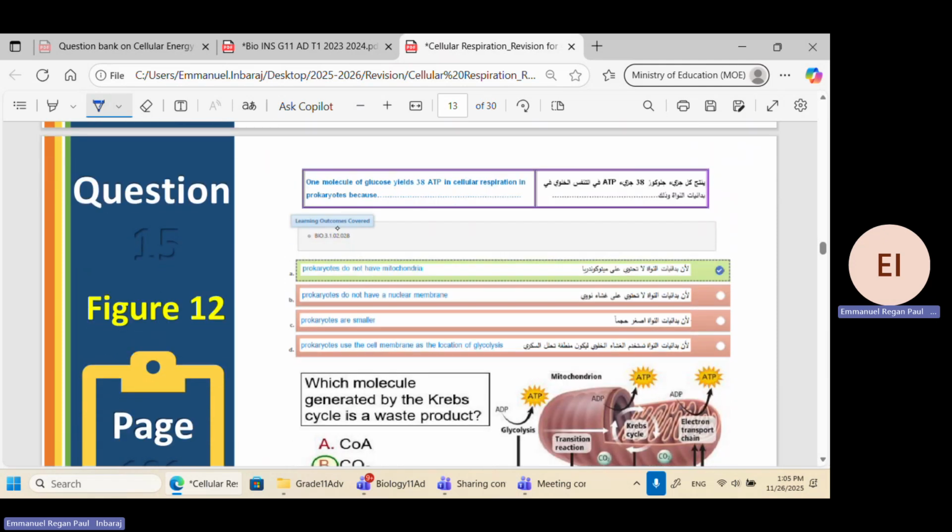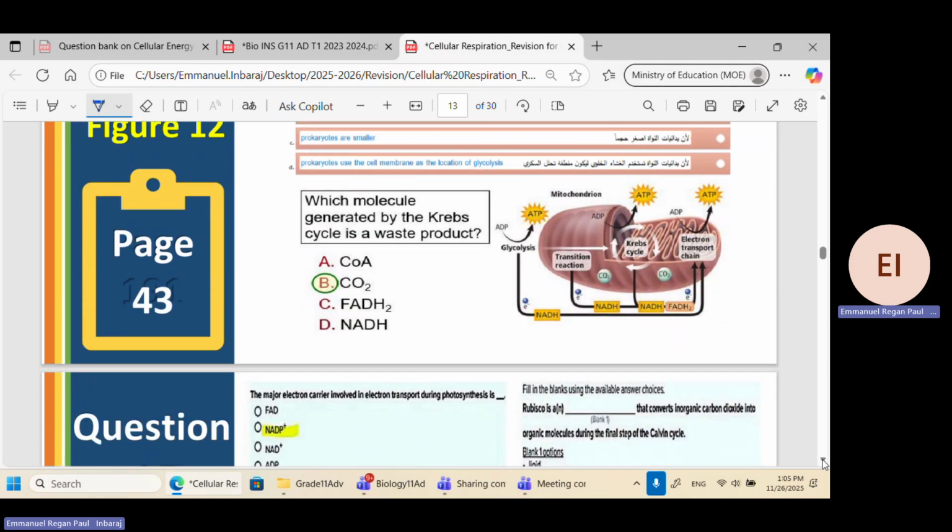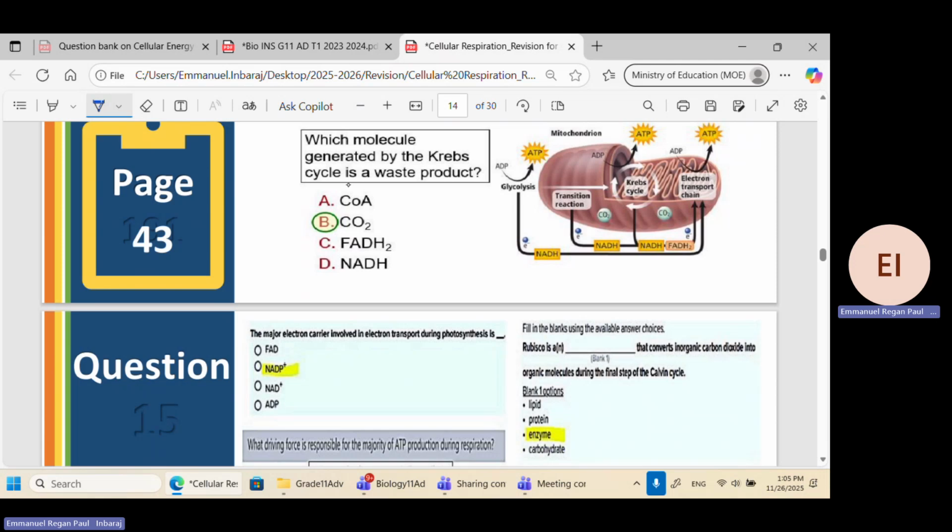One molecule of glucose yields 38 ATP in prokaryotes. Why do they yield 38? Because prokaryotes do not have mitochondria. So what is the waste product of the Krebs cycle? Carbon dioxide is the waste product.